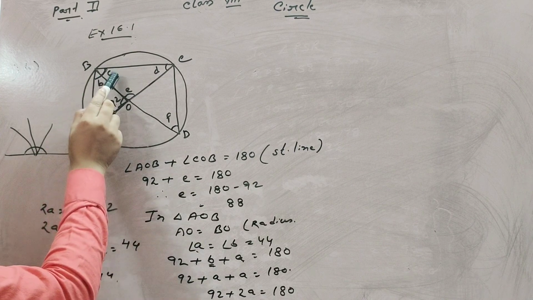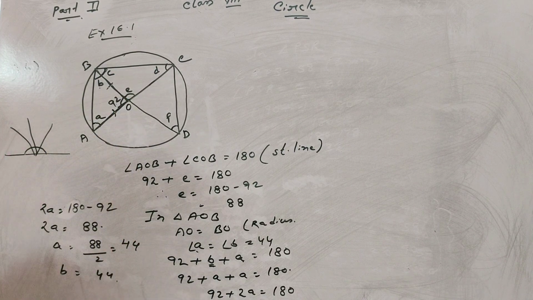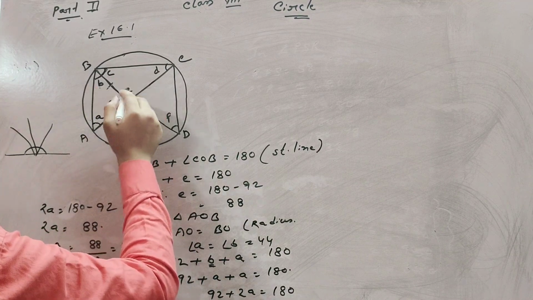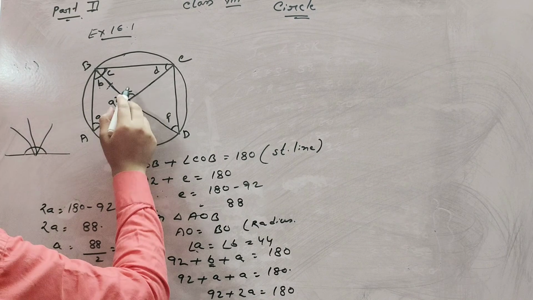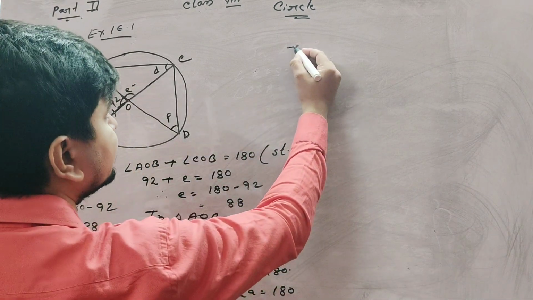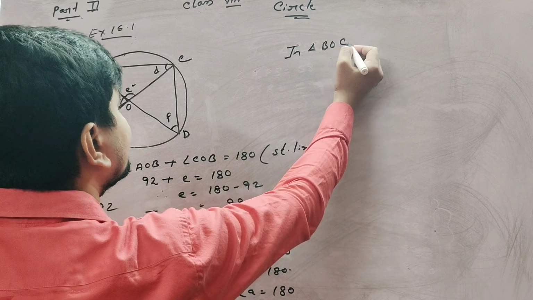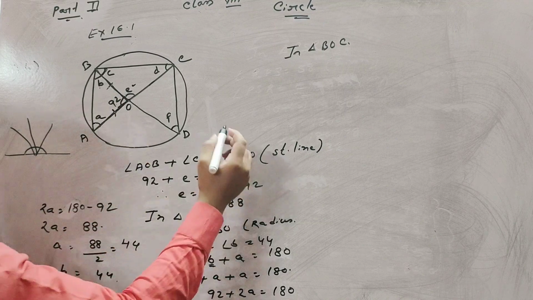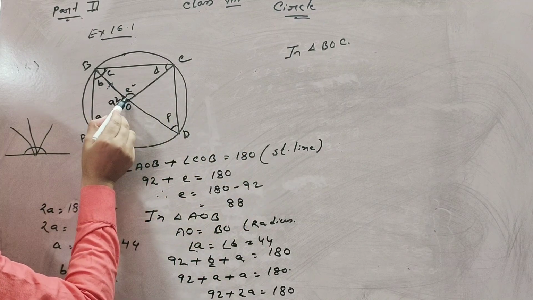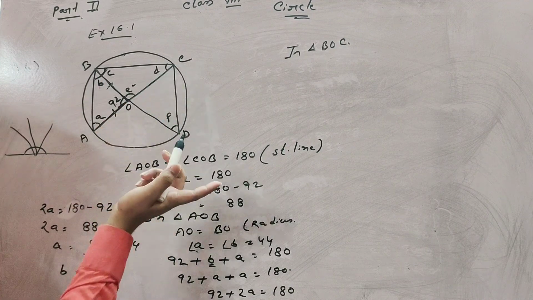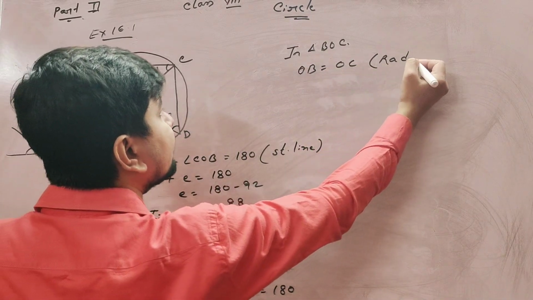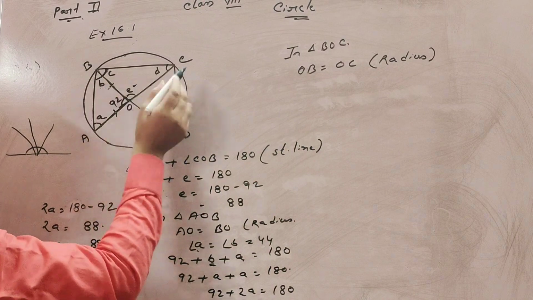Now it's time to find out C, D and F. In this triangle, in triangle BOC, clear? E we already got, E is 88, and here is also the same technique: OB and OC are both the radius of the circle. So OB equals OC, the radius of the circle. Done.